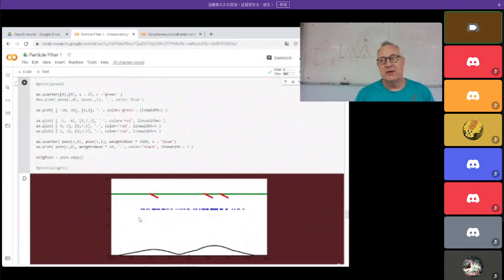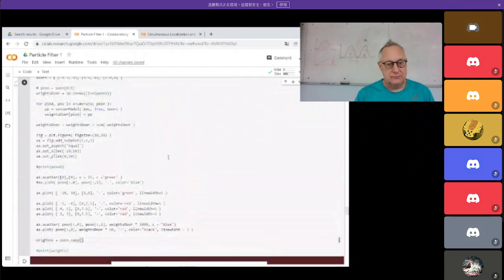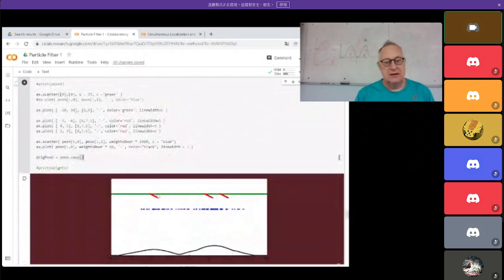Now, with a histogram filter, we would develop different cells. We would discretize this domain. With the particle filter, we basically take out different locations in that domain and associate a probability with it.